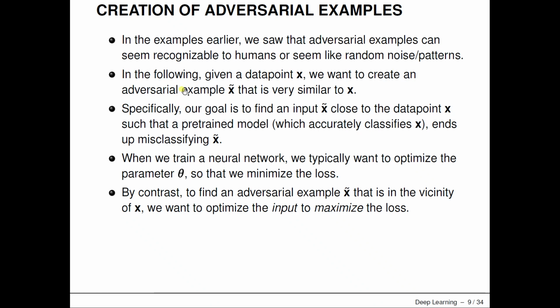In the following, we will see how an adversarial example can be generated. We consider a generation of the x hat that is very similar to the original x, where x is an input, but it fools the target model. Training a neural network means to minimize the loss on the inputs with respect to the parameters theta. Quite opposite, for finding an adversarial example, we need to maximize the loss with respect to the input, having the parameters theta fixed.